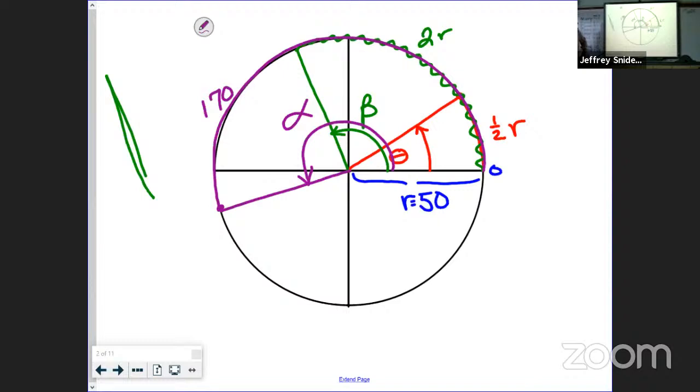What would I do? 170 divided by 50. It would just be alpha is 170 over 50, which is 17 over 5. And if you divided that out, this is a nice decimal, it'd be 3.4.